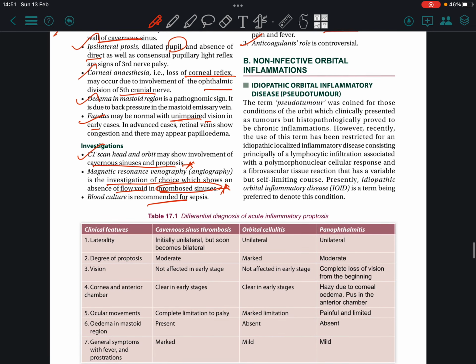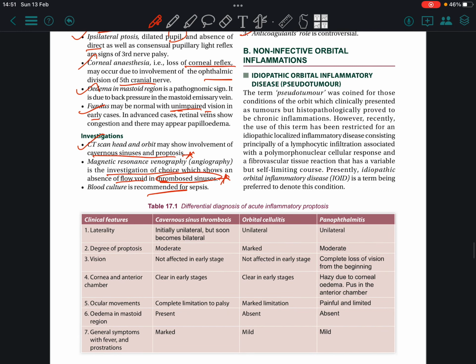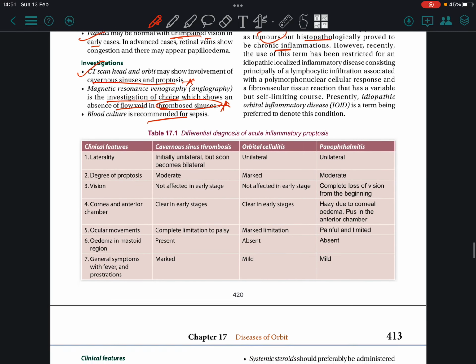Idiopathic orbital inflammatory disease, non-infective orbital inflammation, is known as pseudotumor. It is a condition of the orbit which clinically presents as a tumor but is histopathologically proved to be chronic inflammation.